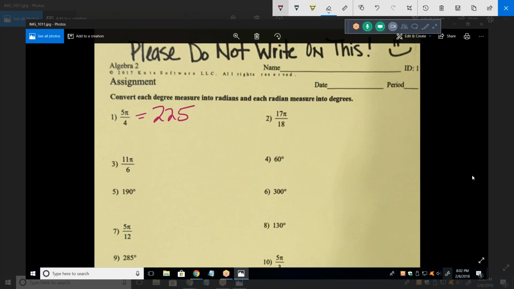Okay? So you can use whatever method you prefer. If you prefer, let's do this the hard way. What's the conversion factor I'm going to multiply it by? Is it going to be pi over 180 or 180 over pi? 180 over pi.